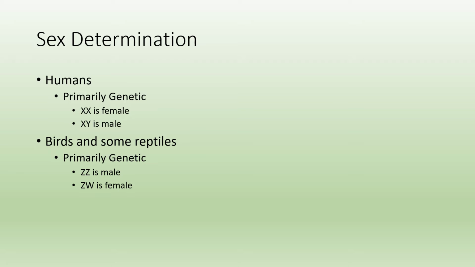So having 2 copies of the same sex chromosome in birds and in some of these reptiles gives you a male. And we call the sex chromosomes in this system Z and W, so we don't get confused with X and Y. So ZZ is male and ZW is female. That's the most familiar and probably the simplest method of sex determination.